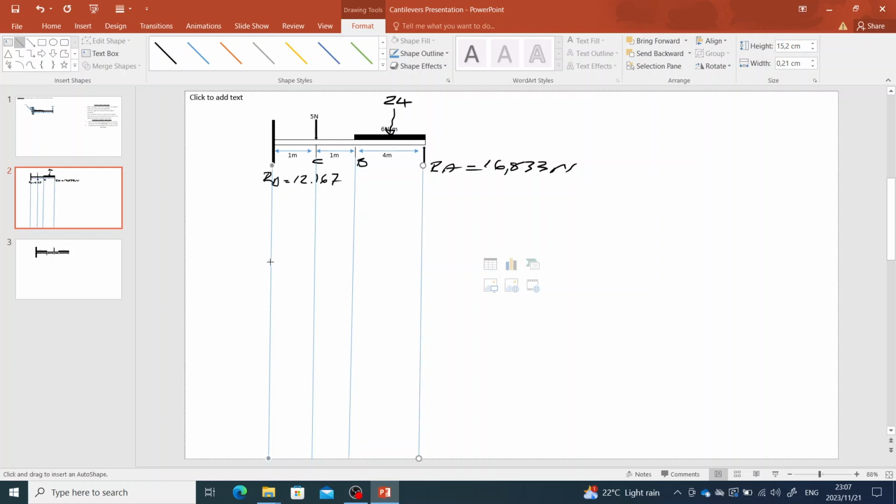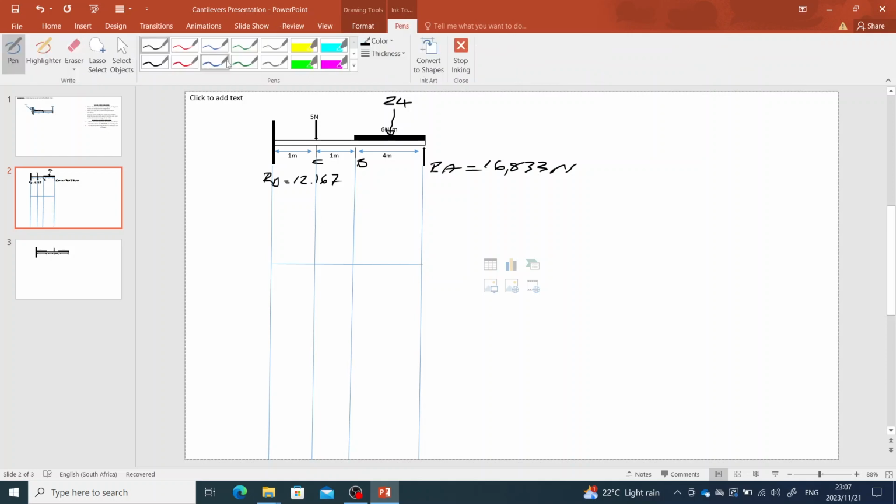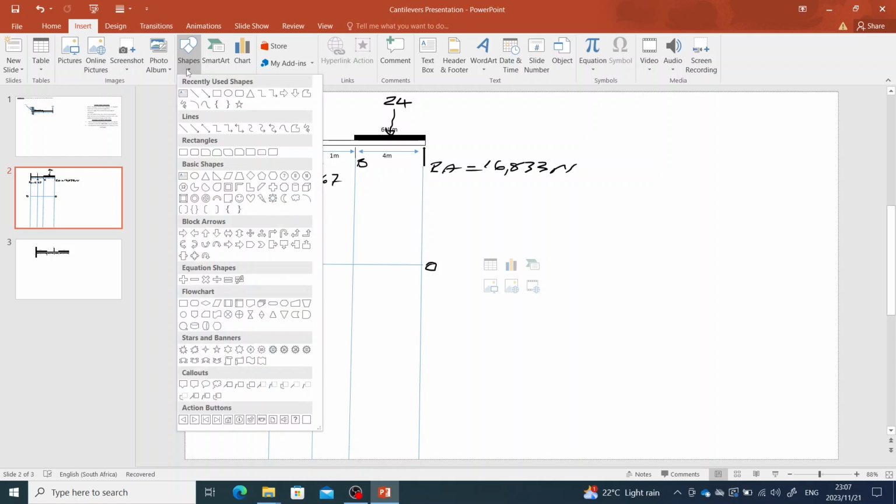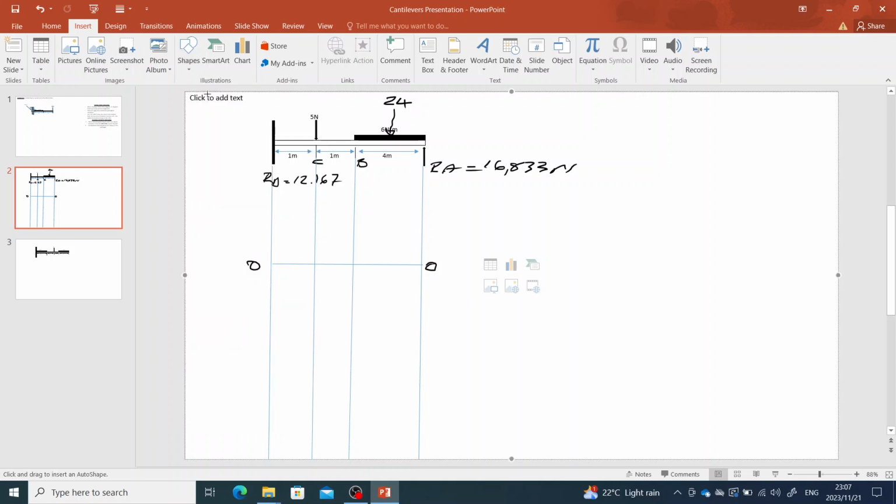Then we'll replicate that beam as a horizontal straight line. Remember, we need to start at 0 and end at 0. Now, we said it that when coming to the cantilever, it doesn't matter whether we start at the free end or fixed point, your shear force diagram will be correct. Now, in this case, we will start at the fixed point.